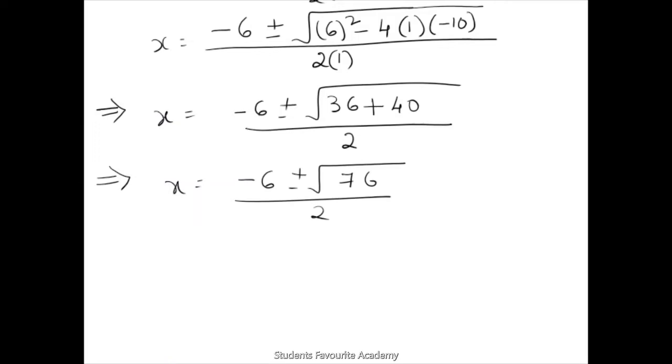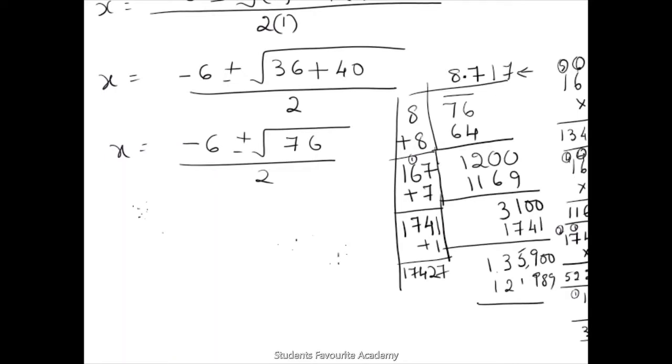So let us find out what is the square root of 76 by division method, because 76 is not a perfect square. For the division method you have to do it on this right side, which is called calculation space. Okay, so now 76. Okay children, so now we got root of 76 as 8.717. Now we will write x is equal to minus 6 plus or minus 8.717 upon 2.